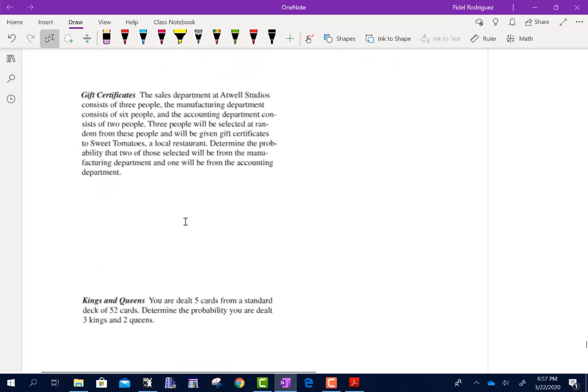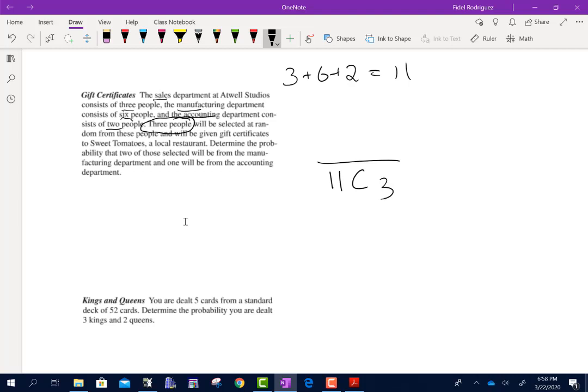Okay, and let's see. Okay, we got a few more to do here. Let's knock them out. Gift certificates. It says the sales department has 3 people. Manufacturing has 6, and accounting has 2. So 3, 6, and 2. 3 plus 6 plus 2 is 11. 3 people will be given a gift certificate. Okay, so I already know my denominator is going to be 11 choose 3.